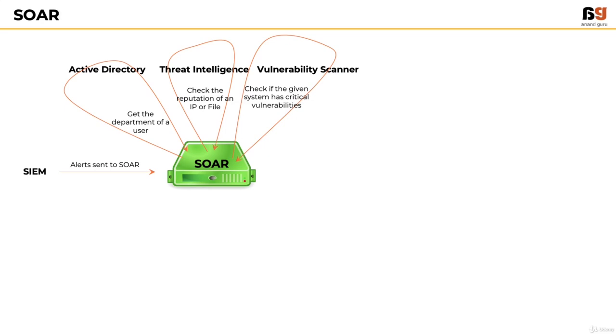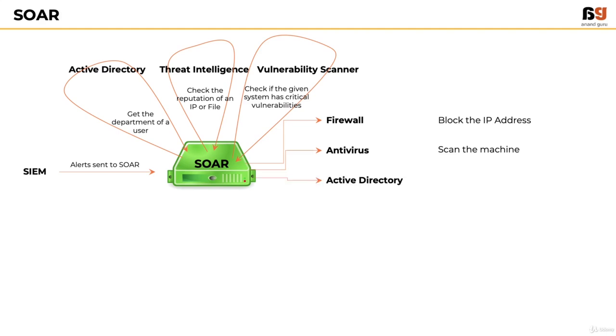With all this analysis, if it turns out that the alert is in fact a security incident, SOAR can go ahead and initiate corrective actions like connecting to the firewall to block an IP address, connecting to an antivirus server to initiate a scan on a host. It can contact the Active Directory server to disable a user, and also connect to the VA scanner to run a scan on a machine.